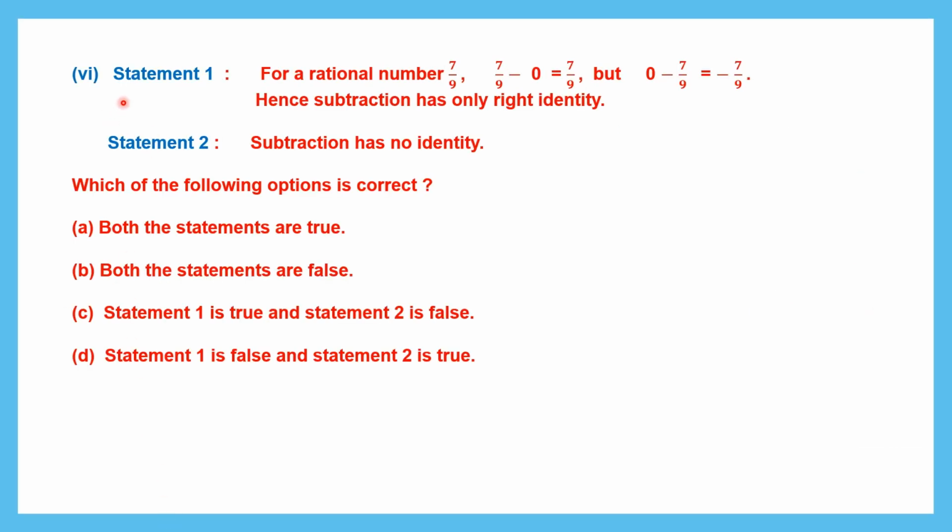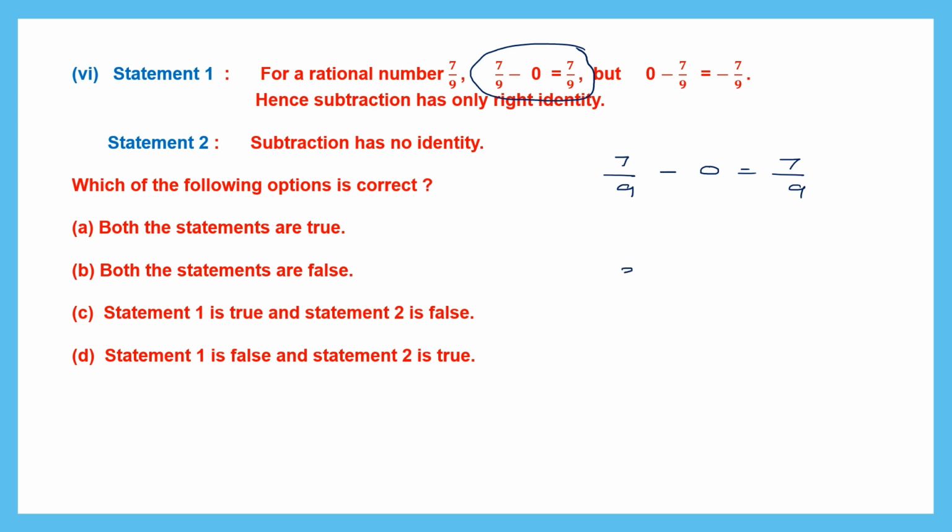Question 6. Here we have two statements, statement 1 and statement 2. Now we have to see if both the statements are true or both are false, or if one is true and one is false. So that is what we're going to see here. Statement 1 says, for a rational number 7 by 9, if you subtract a 0 from it, we get 7 by 9. So that's correct.